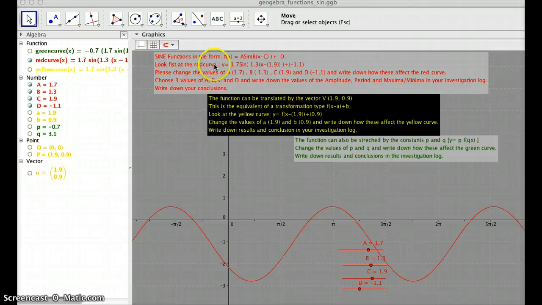So we have a sine function in this form with a, b, c, and d parameters that we can change, and these are them here. And we need to investigate it. So you need to give a few values of each of them.